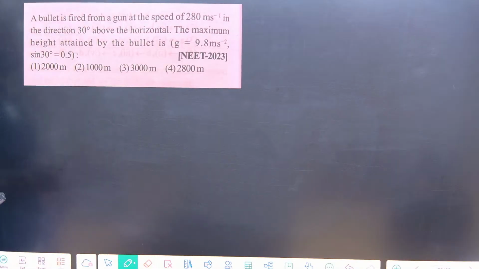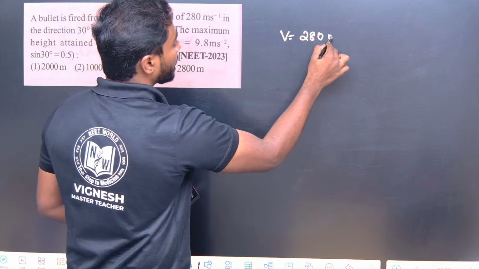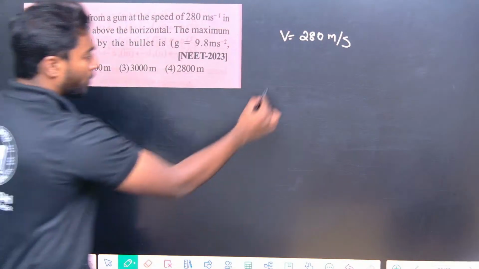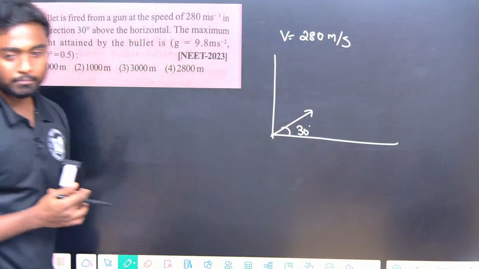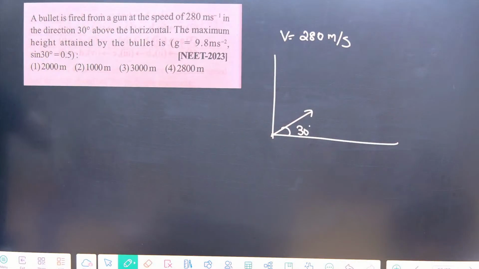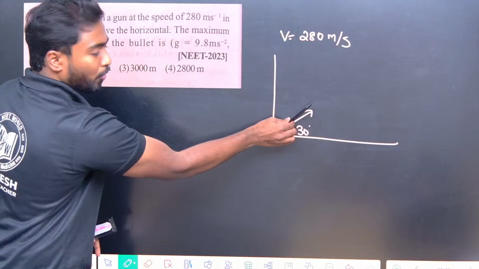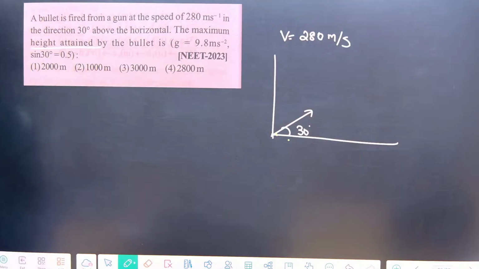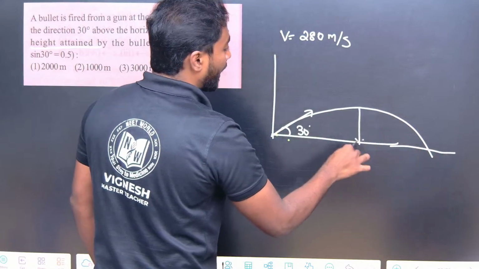A bullet is fired from a gun at a speed of 280 meter per second. So they have told that the speed of the bullet is 280 meter per second, in the direction 30 degree above the horizontal, which means I should consider 30 degree with respect to the horizontal. The maximum height attained by the bullet is asked. So now the bullet will go in this direction. Now what height are they asking?